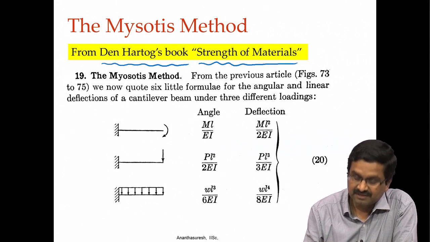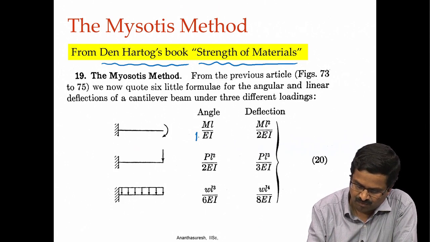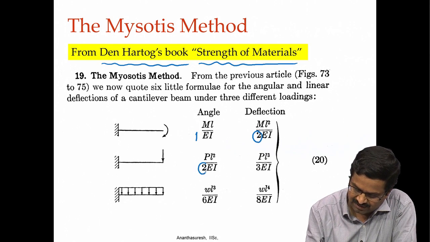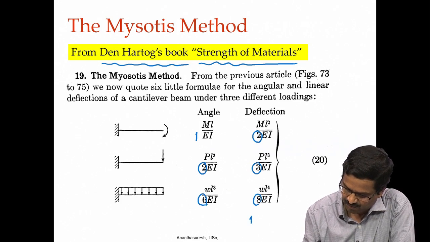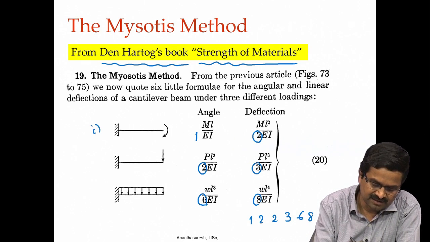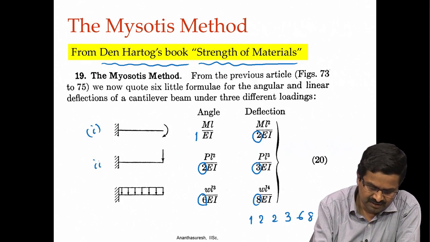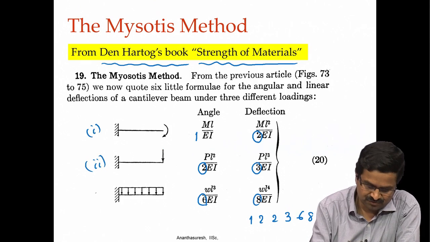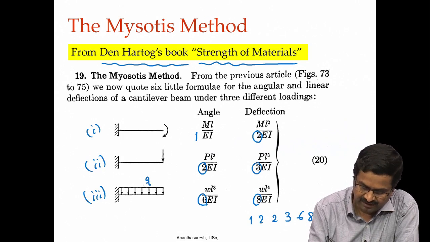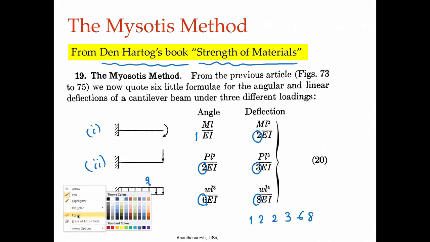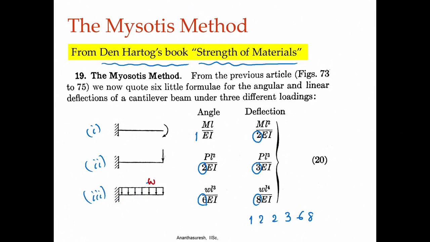You need to remember only 3 numbers in this method. So this is 1 and then 2, then another 2, then 3, 6 and 8. So you have to remember 1, 2, 2, 3, 6, 8. And there are 3 cases here. Case 1, a cantilever with end moment, case 2, cantilever with a transverse force, and case 3 which has a uniform loading. In this case I think he uses the letter W, yeah, so let us use that. So there is W and there is P, there is moment M.